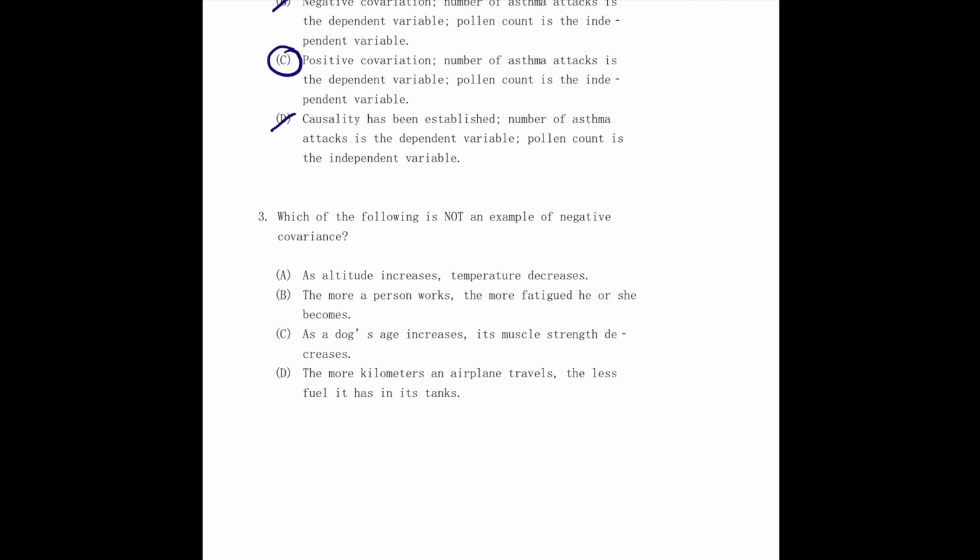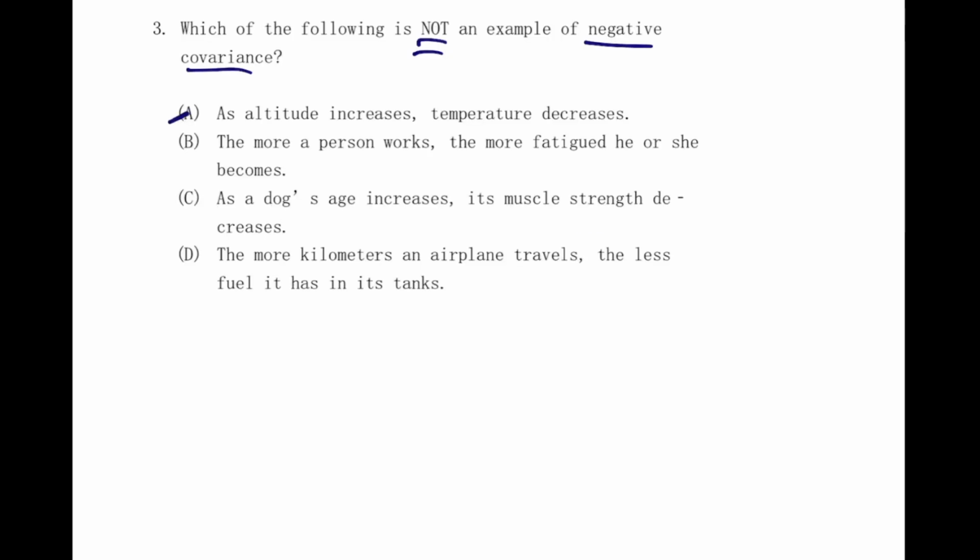Which of the following is not an example of a negative covariance? So we want to find what is not a negative covariance. So an altitude increase with a temperature decrease. So one increases, one decreases. That is a negative covariance. So that is not the answer.